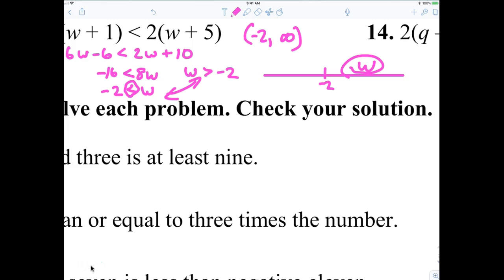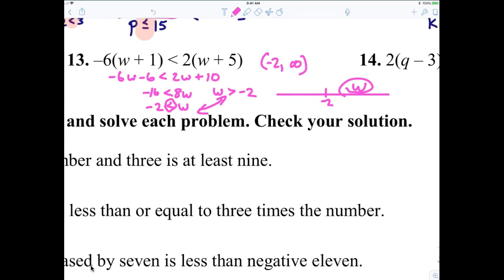But you switched it, but it's still the same. Yeah, there's no difference, right? Negative 2 is less than W means the same thing as W is greater than negative 2. But I'm just simply telling you that most kids don't understand.